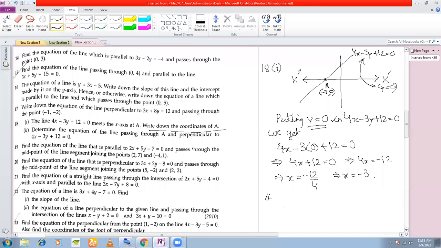Next, let's see the second question: determine the equation of the line passing through A and perpendicular to 4x minus 3y plus 12. Let me write the coordinates of A, I have not written them here. Hence, coordinates of A is minus 3, 0. Okay, now proceeding to question number 2. Determine the equation of the line passing through A, so A is this point, and perpendicular to 4x minus 3y plus 12.